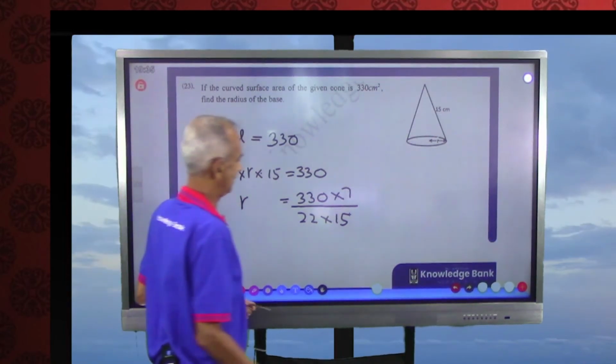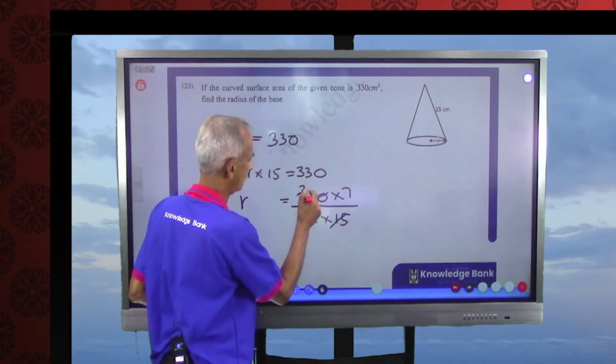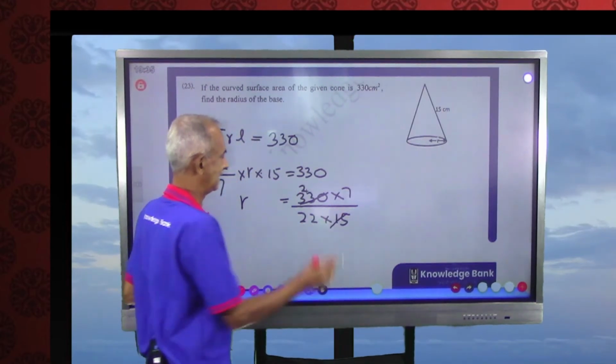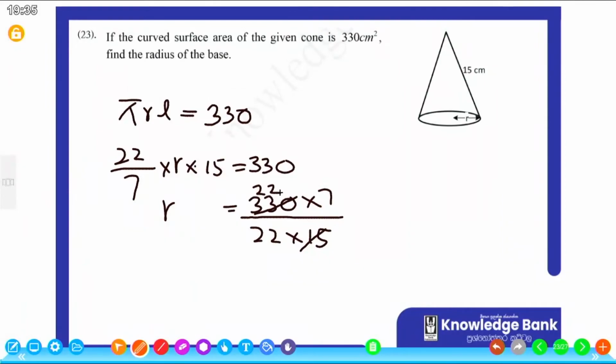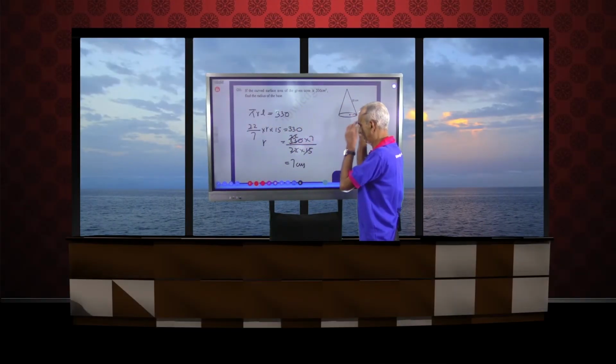Let's divide this. 15 times 1, 15 times 2, 30. 3 remains, 30, again 22 into 22. Then r is 7 centimeters. Give the unit for the final answer. It is very important in this exam. Okay, then the next one.